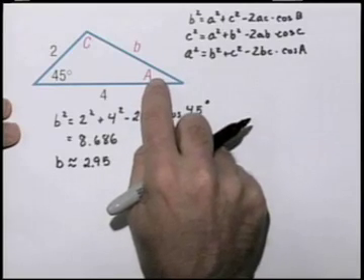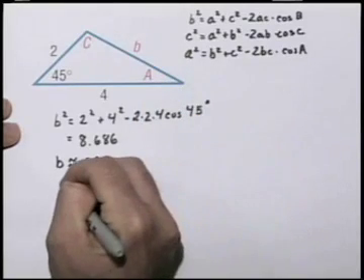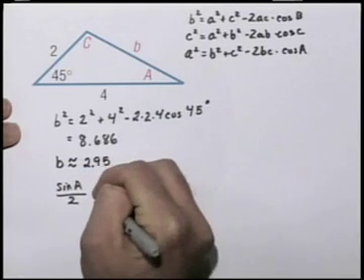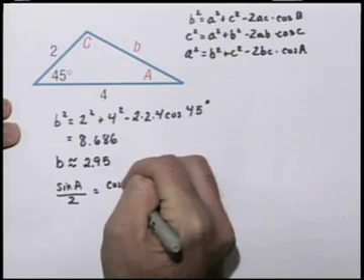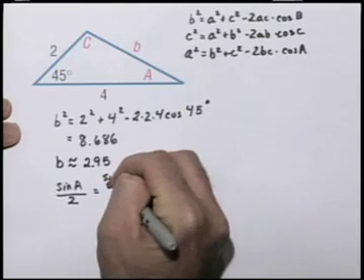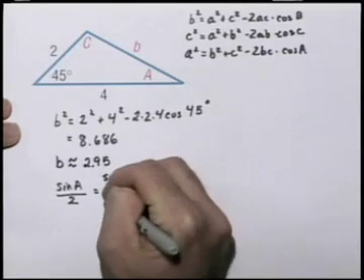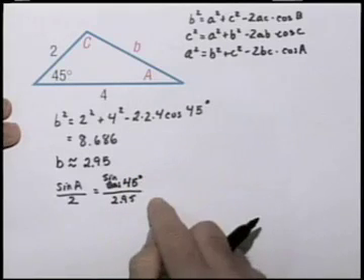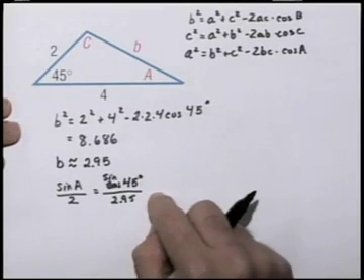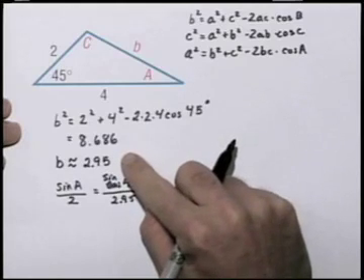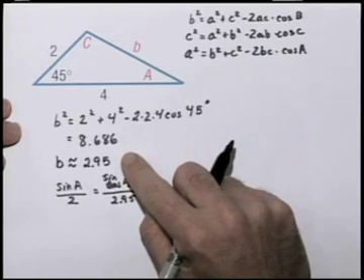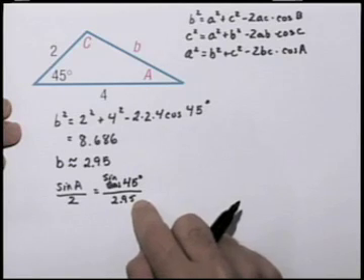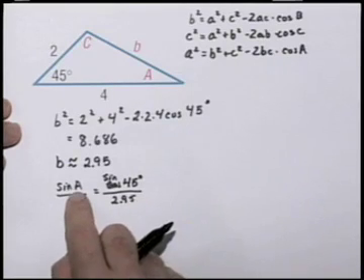Now that we know b and we know the angle 45 degrees, we can go ahead and use the law of sines to find A. We would say that the sine of the angle A divided by 2 equals the sine of 45 degrees divided by the value of b, which is 2.95. When you are doing this, I recommend that you store the unrounded value of b in your calculator and use that unrounded value when using the law of sines.